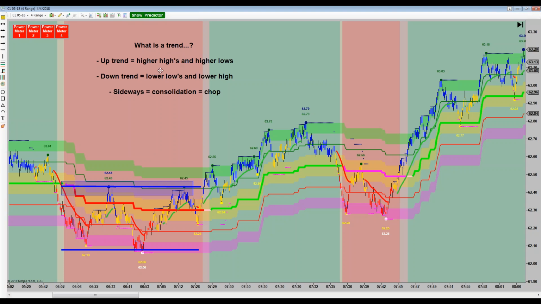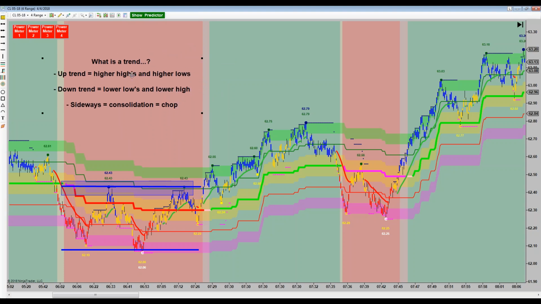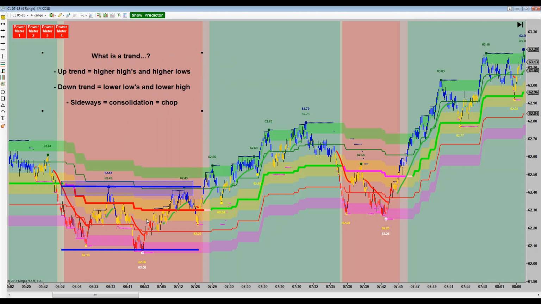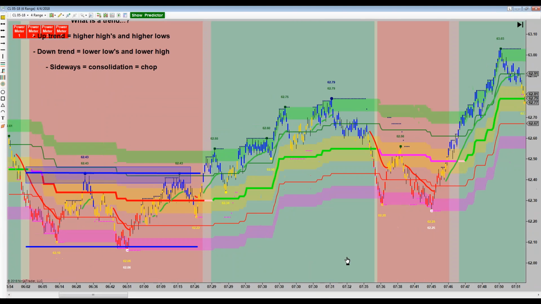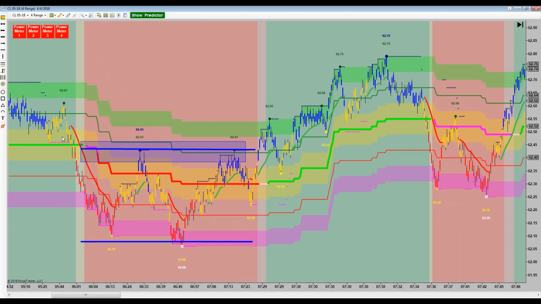Now, let's all get on the same page as to when that changes. This sideways to down condition changes where? Let me show you some spots. I'm going to give you some choices, and let's see if we can agree on where that is. Let's call this spot A. Let's call this spot B. And let's call this spot C.